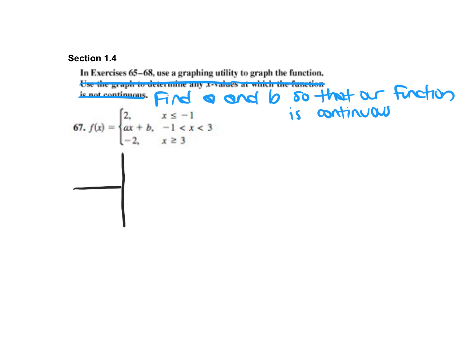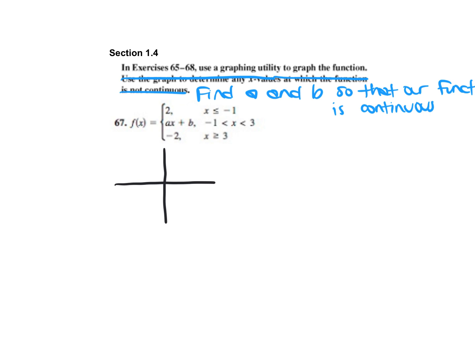What is this first piece of my piecewise function? Horizontal line that starts at -1, up 2, with a closed dot. There's my horizontal line. What's the issue with the second section? Can I graph it? No. It's a line. It's some kind of line. But with it being an A and a B, I can't actually draw it right now. Our third part is another horizontal line. This one starts at 3, -2.